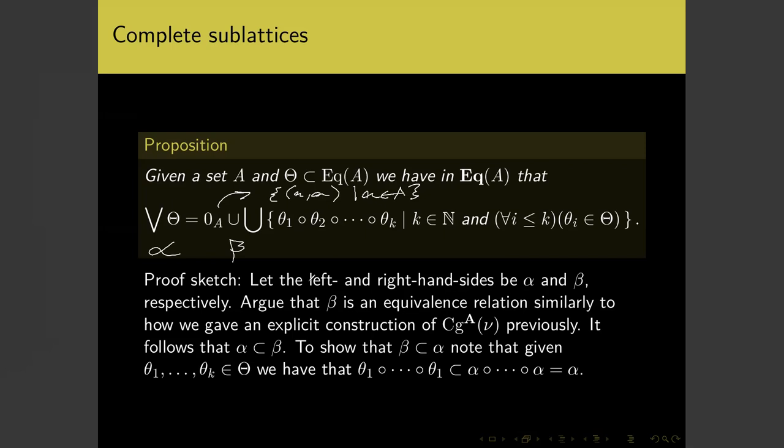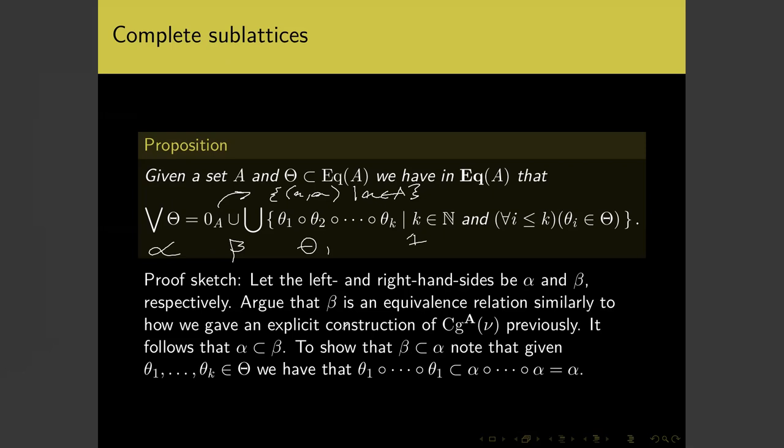And then it will follow that if this is an equivalence relation, well, it certainly contains all of the individual little thetas, because we can always take k to just be one, and then we'll just have a single theta one that we're unioning in. So this beta is going to be an equivalence relation that contains all of the little thetas. And that means that it certainly must contain the smallest equivalence relation that contains all of the little thetas. And so that gives us this direction, that alpha is contained in beta.